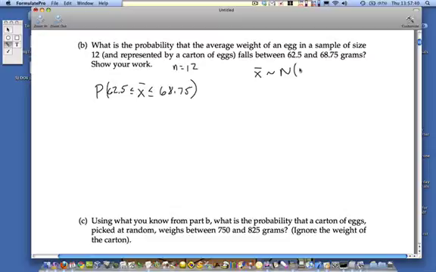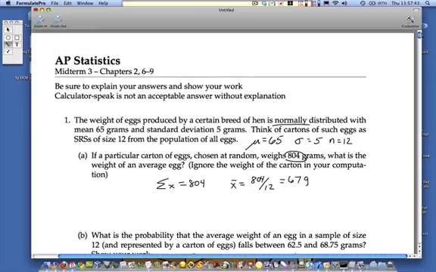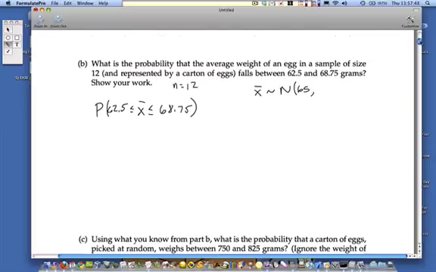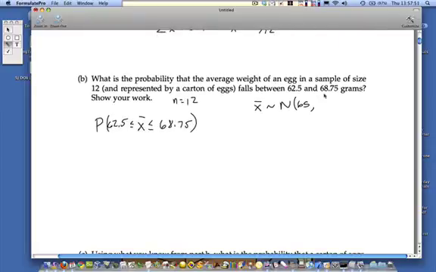The mean of x bar is equal to, what was the mean of the population? 65. So the mean is equal to 65, and the standard deviation is equal to 5 divided by the square root of n. Don't forget that, guys. We're looking at the distribution of a sample mean, so we need to find the standard deviation of the sample mean. This simplifies to normal with mean 65 and standard deviation 5 over square root of 12, which is equal to 1.4434. Okay? Now it's easy to figure out the probability.